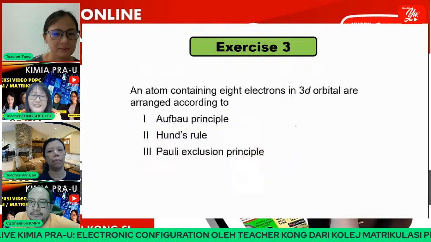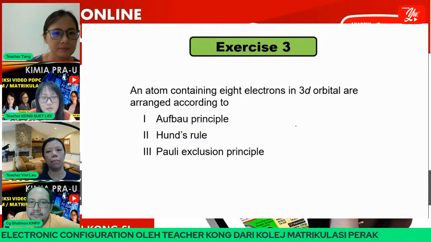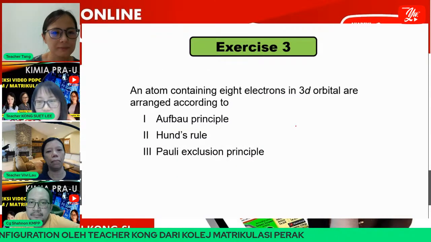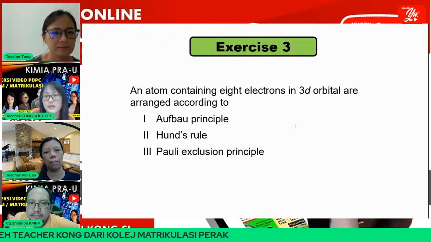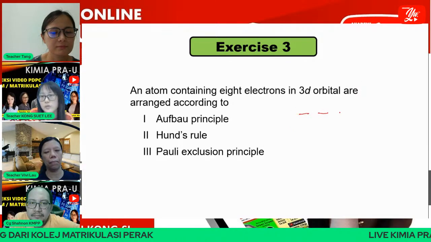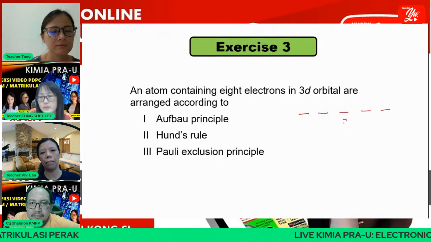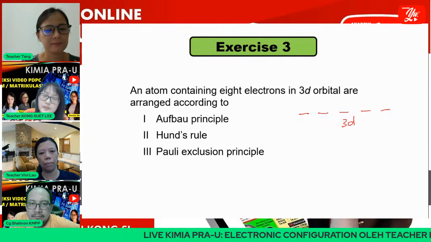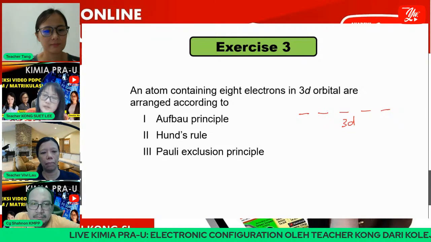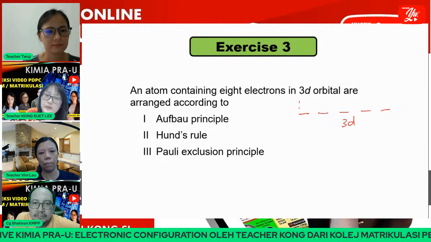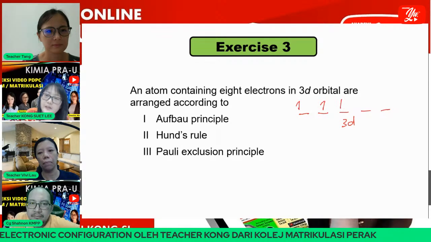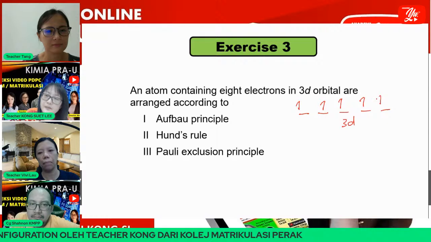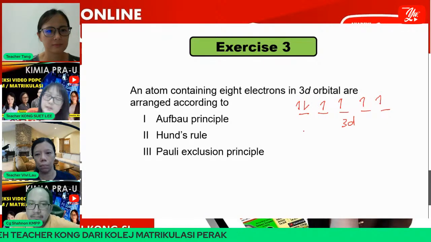Okay. How about this one? An atom containing 8 electrons in 3D. 3D, you know, right? 3D. 1, 2, 3, 4, 5. 3D orbital. Okay, are arranged according to which rules? Okay, we should know, right? First, we have to singly fill first. After singly fills, then only we want to pair up with opposite spin.